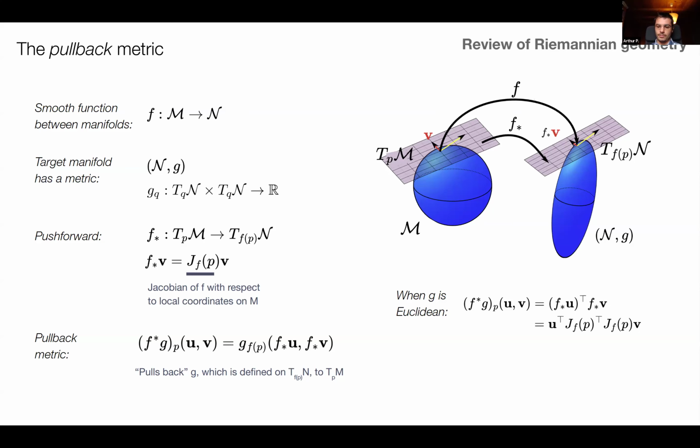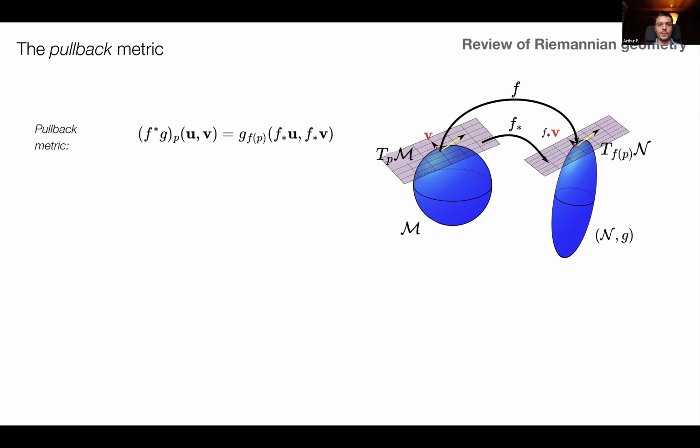Now, I can do some additional algebra. If everything is given in local coordinates, the transpose of a product is the product of the transposes, and I get a matrix G, which is the Jacobian transpose times the Jacobian, which is an SPD matrix, and which is a local coordinate representation of the pullback metric. So now I have narrowed down the problem of understanding the geometry inherited by M from N to understanding this symmetric positive definite matrix.